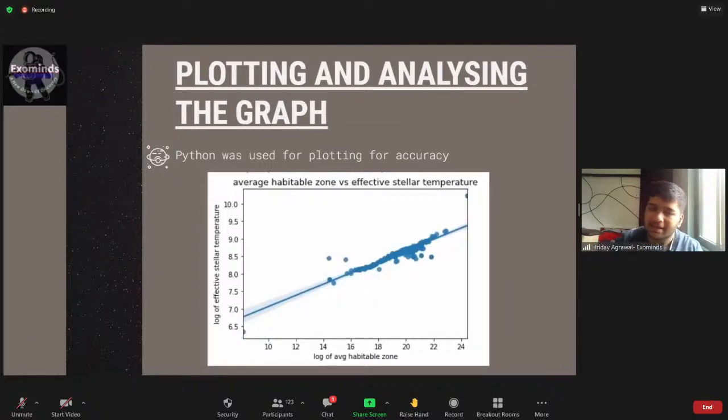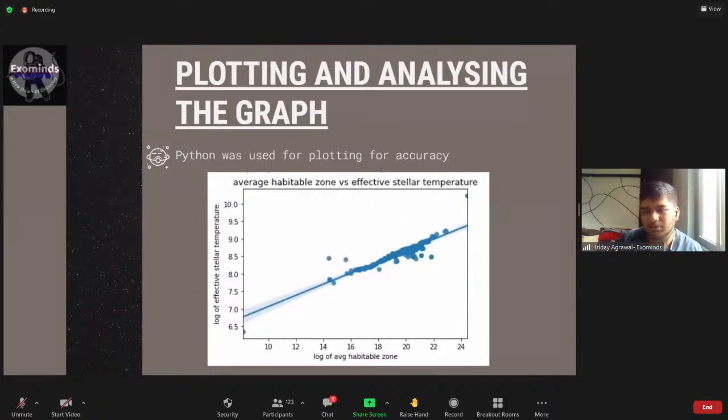So we can see that when the average habitable zone is moving away from the star, the effective temperature is rising up. Why does this happen? And why did we use this thing? Again, how did we define habitable zone is how the graph is.